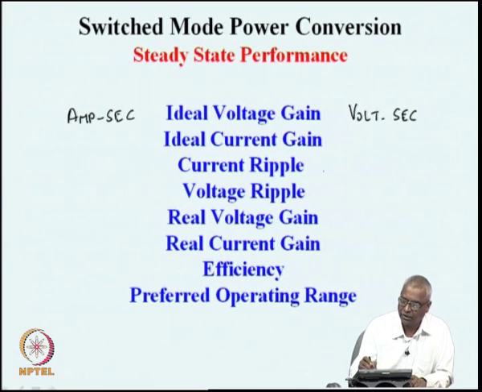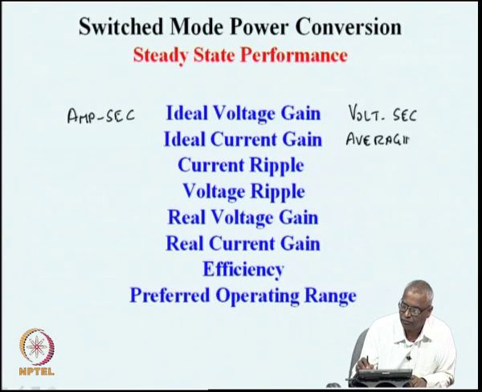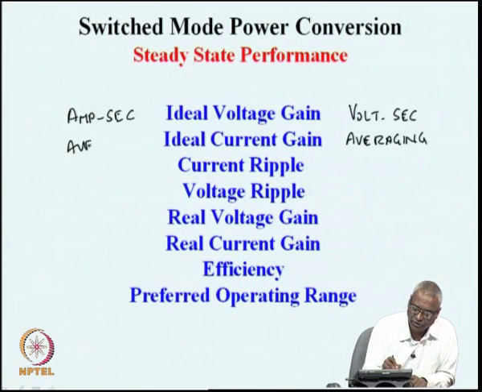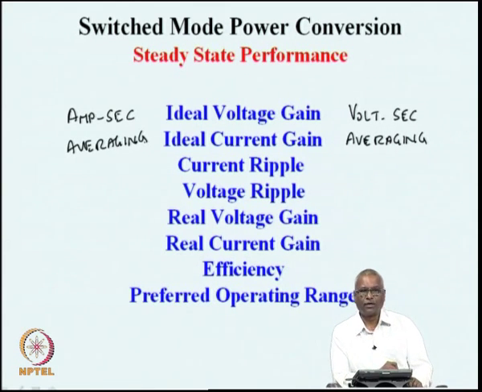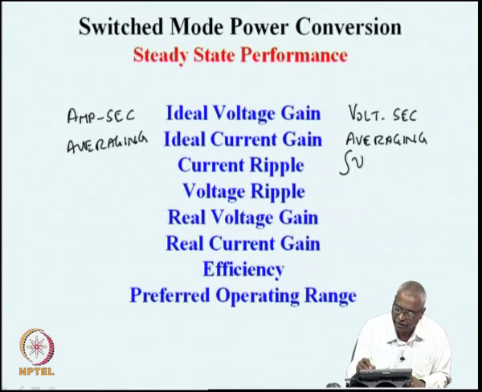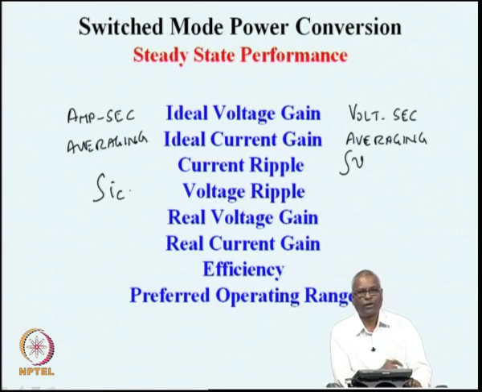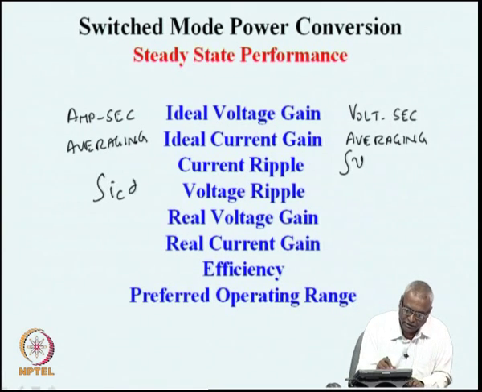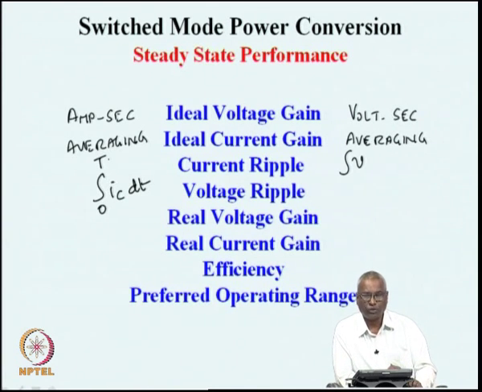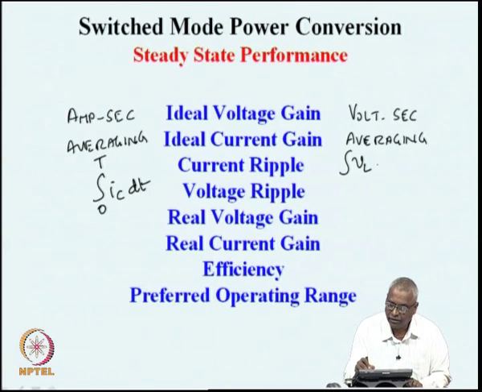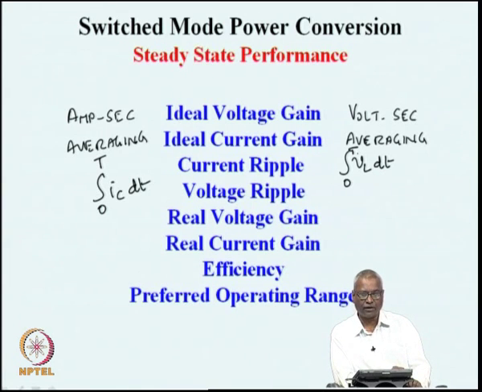In order to get the ideal current gain, we will find out the averaging process. Similarly, here also averaging process. And the current ripple is found out by integrating VL and voltage ripple is found out by integrating IC. Okay, dual properties. Integrating IC dt over one period 0 to t will give us the voltage ripple measure, and similarly integrating VL dt for one cycle 0 to t will give us the current ripple.